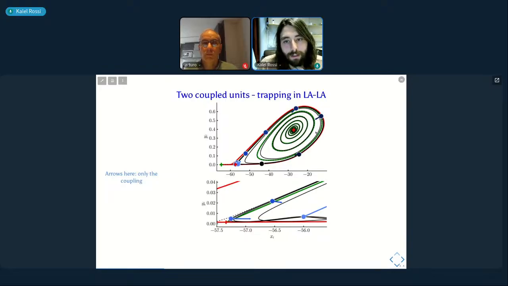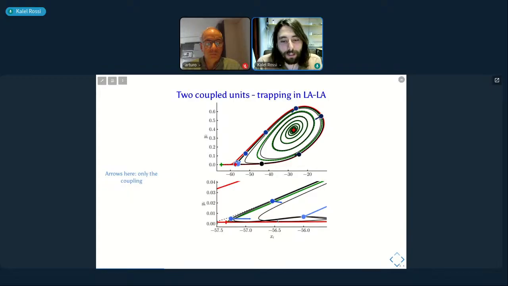You see that for a wide region in state space, the uncoupled unit and the coupled unit have similar dynamics, roughly, right? But they diverge here near the saddle point. The uncoupled unit goes to the stable equilibrium, as we saw initially, and the coupled unit goes to the right, back towards the oscillation area.